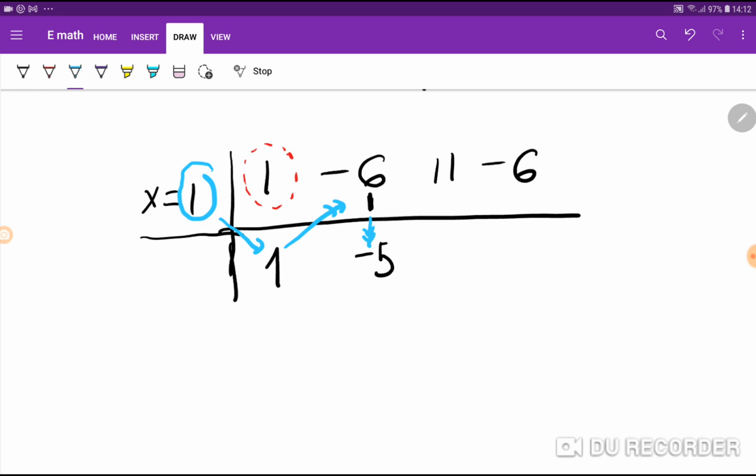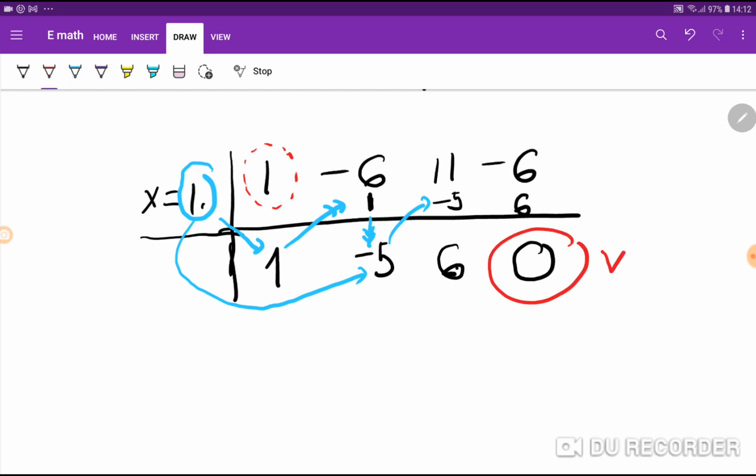Next, it's kind of repetitive. You see, that's 1. You multiply this and put it here, which is 1 times negative 5, negative 5. And 11 plus negative 5, what is that? 6. Then the last step, 1 times 6 is 6. You put 6 here, and then negative 6 added to 6 is 0. If you got a 0, it means that you did it correctly.